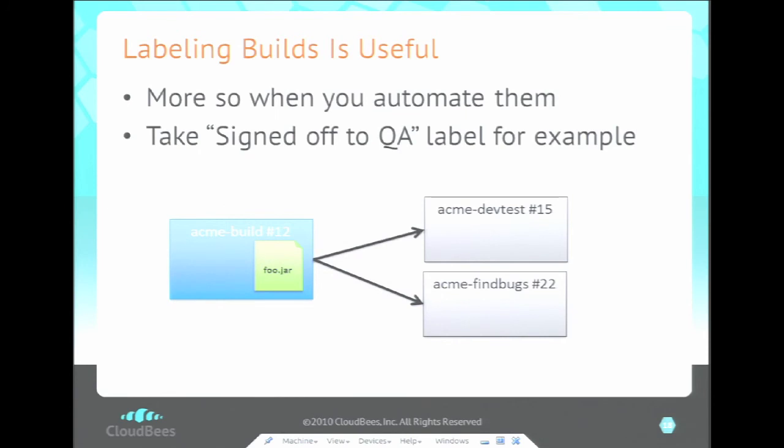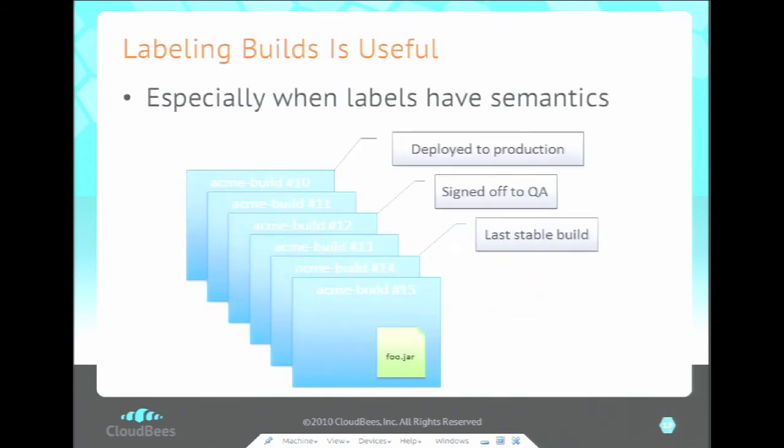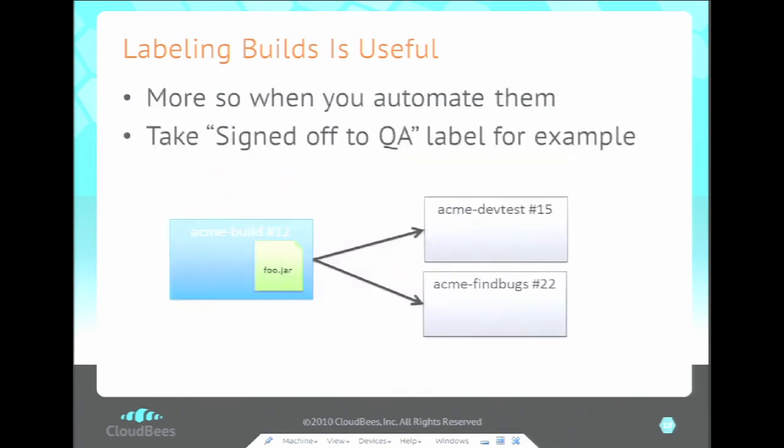Now, this is furthermore useful if you can actually automate the attachment of this kind of label to the builds. So let's say, back to the signed off to QA example, the development team has come up with two jobs, the developer unit test and maybe the FindBugs execution. If both of these have passed, then the build gets this signed off to QA label automatically. In that way, you don't have to manually maintain the label of figuring out which build is currently handed off to QA, but you could entirely automate this.